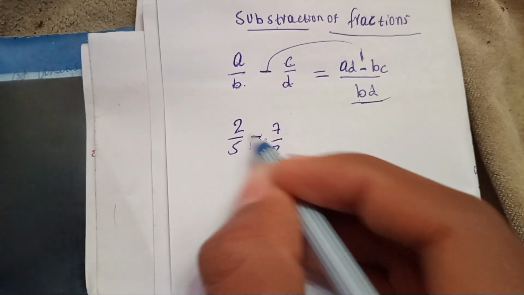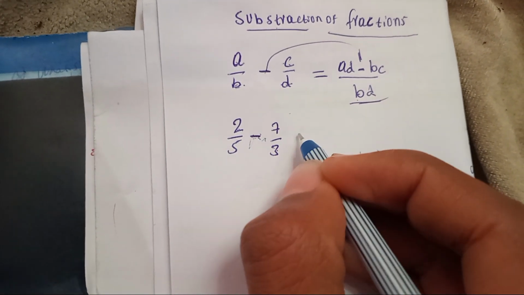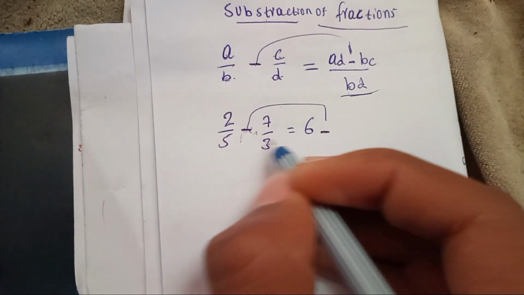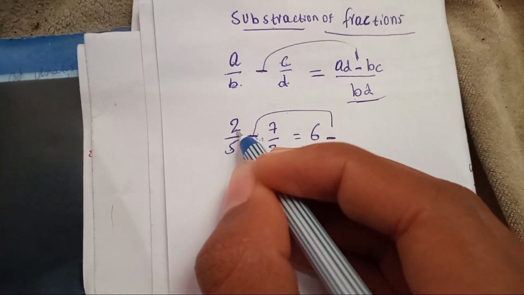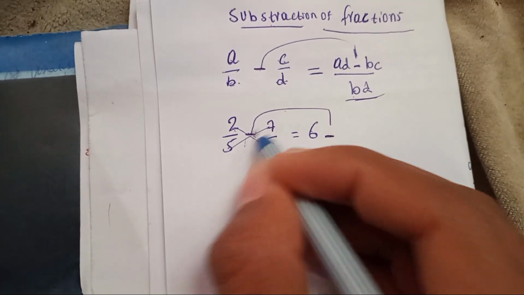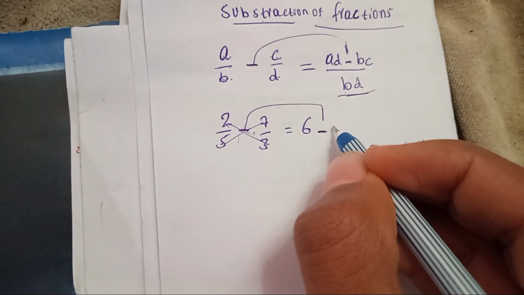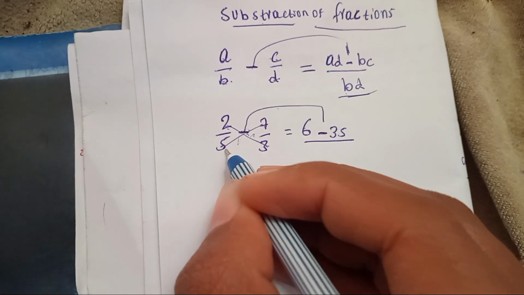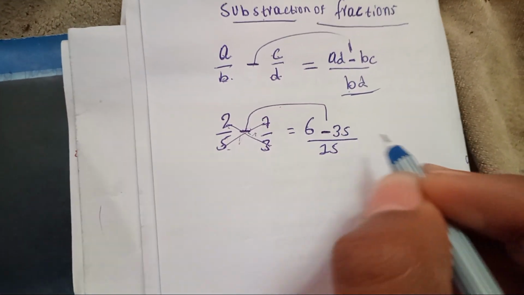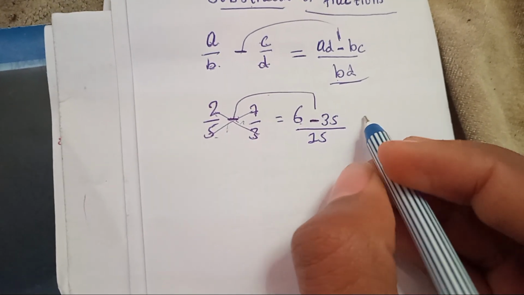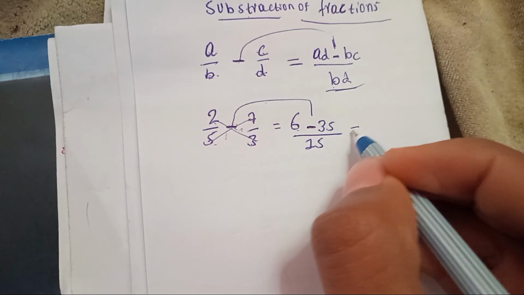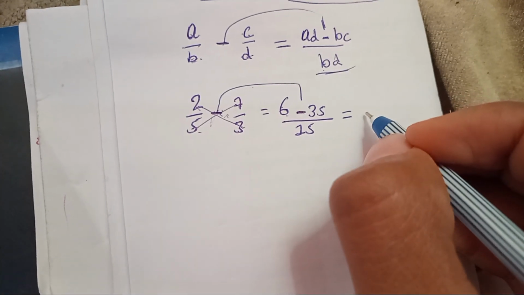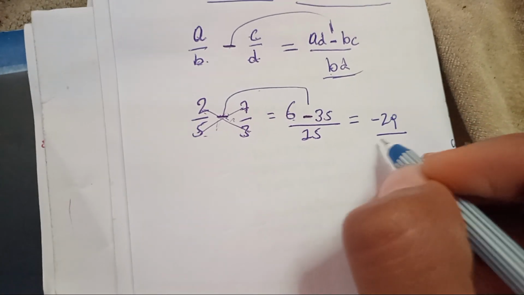That means 2 times 3, which equals 6, then minus 5 times 7. That means we cross multiply. 2 times 3 is 6, minus 5 times 7, which is 35, over 5 times 3, which is 15. So 6 minus 35 gives a negative value: minus 29 over 15.